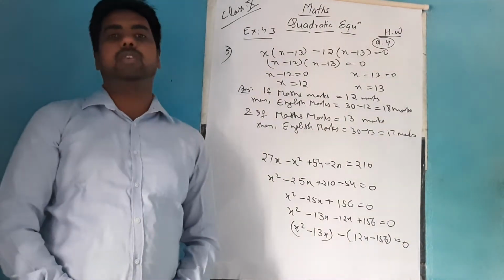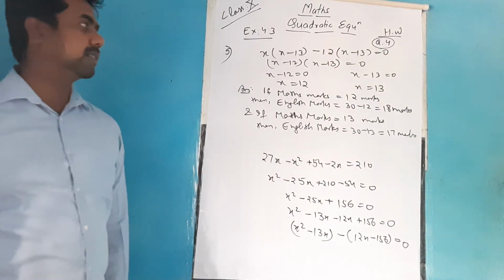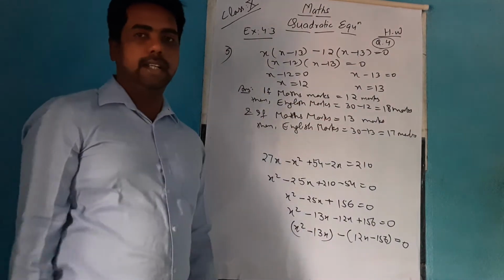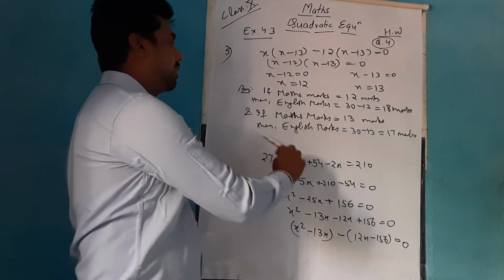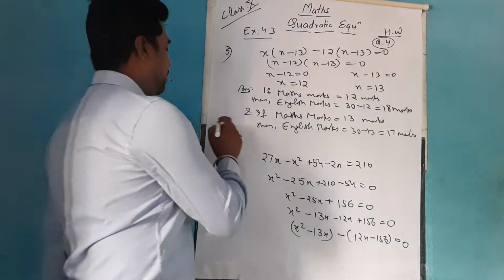So this way you will get two different answers, as both the values of x are positive. So both answers will be considered. If you take the maths marks as 12, then the English marks will be 18. And if you take the maths marks as 13, then the English marks will come out as 17. So these are two different answers.